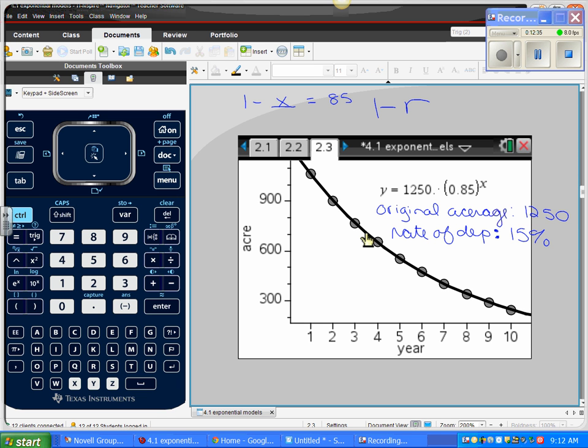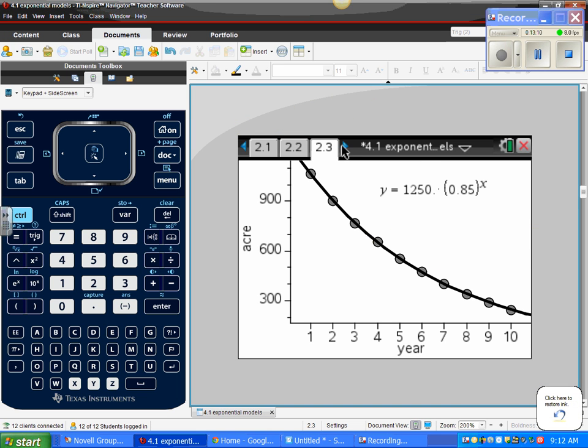How do we get the value of x? Think like an equation. Add 85. Negative x equals negative 15, which means x equals... You'd have to divide by a negative 1. Okay.